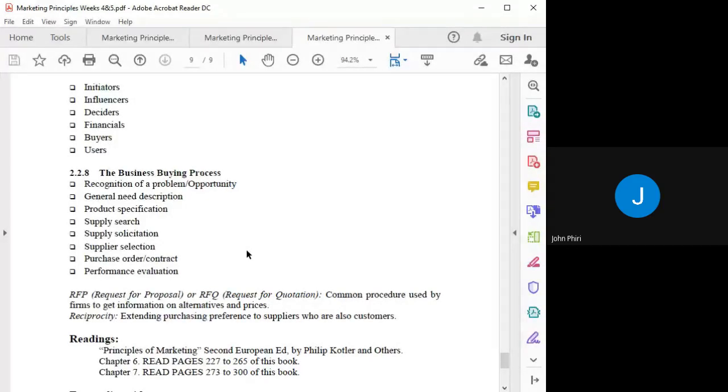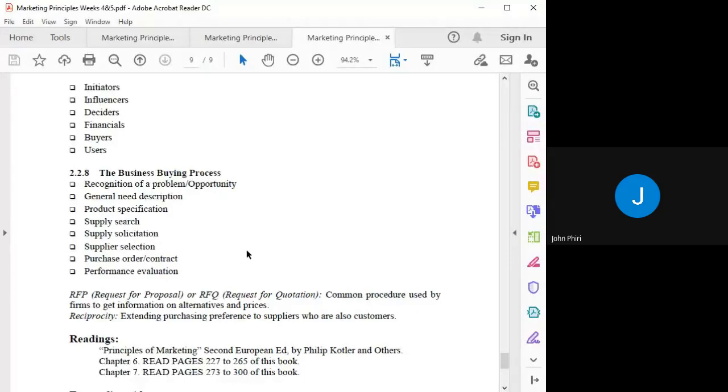The first one is called problem recognition. Here it's good to have it as recognition of a problem or opportunity, because sometimes when you say problem, people always think about challenges or difficulties. No, problem can also mean opportunity. For example, there's a breakdown of a machine or materials are finished in a company. That is a problem, but it's also an opportunity.